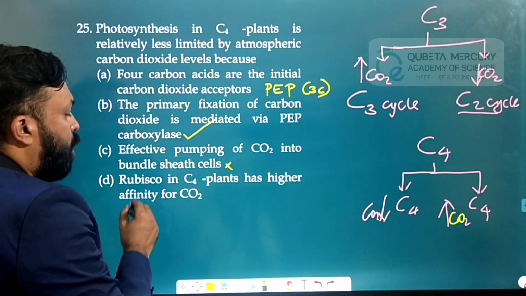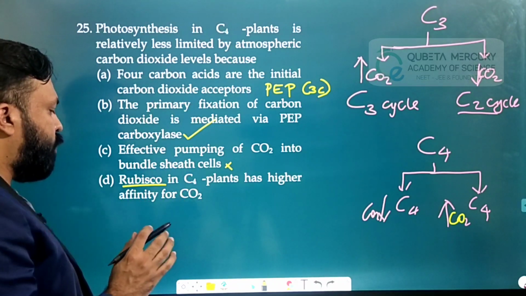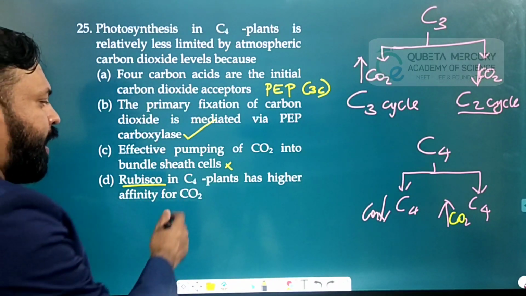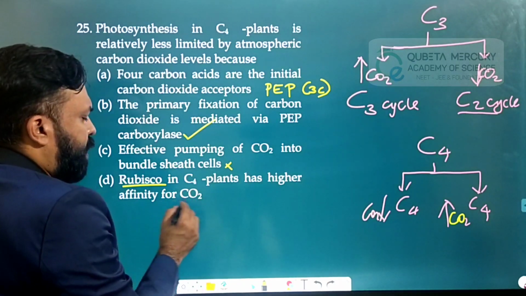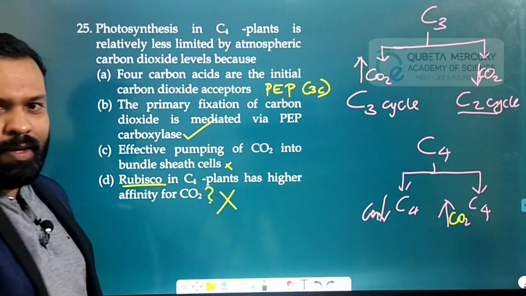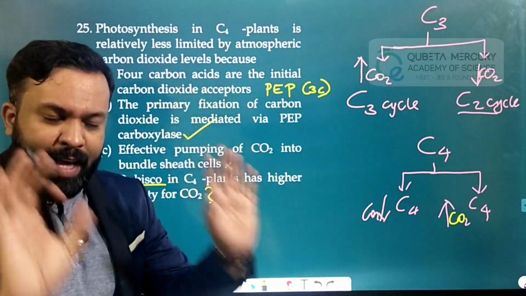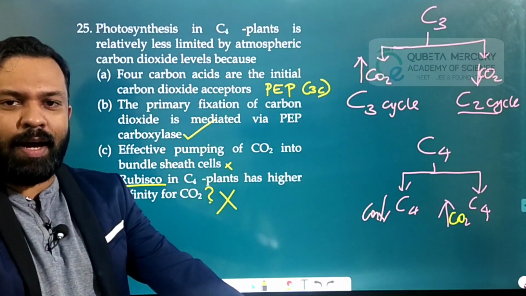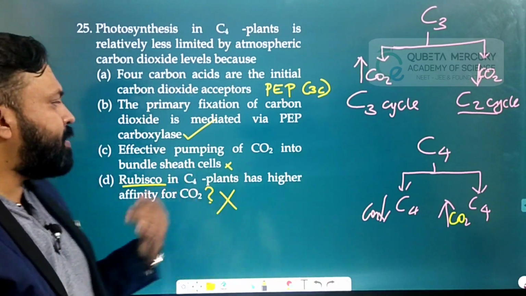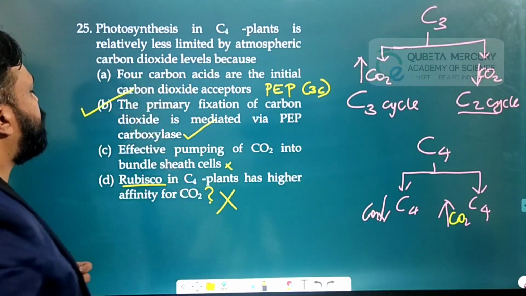So that's wrong. Rubisco, the ribulose 1,5-bisphosphate carboxylase oxygenase, in C4 plants has higher affinity for carbon dioxide? Not at all, right? Rubisco is always showing affinity towards carbon dioxide. It's not the case with the C4 plants. The right answer meant for this question is option B.